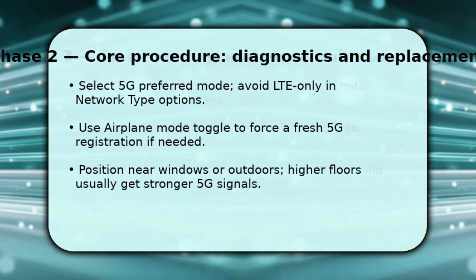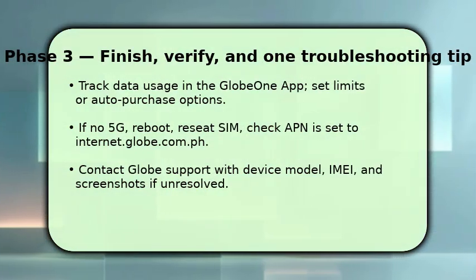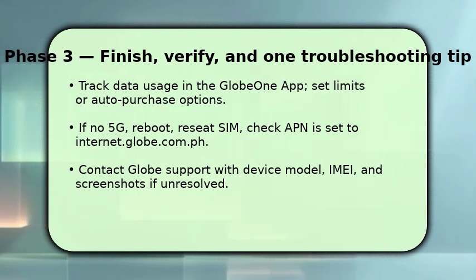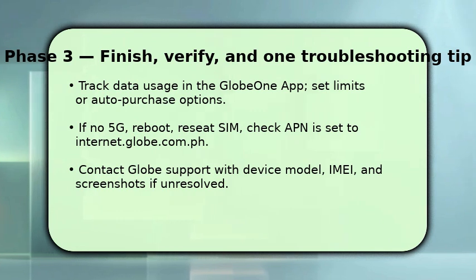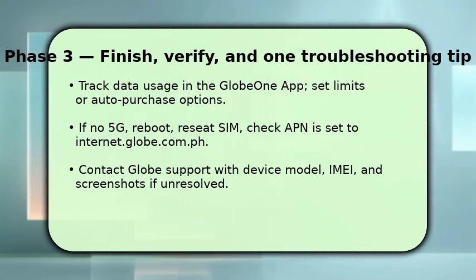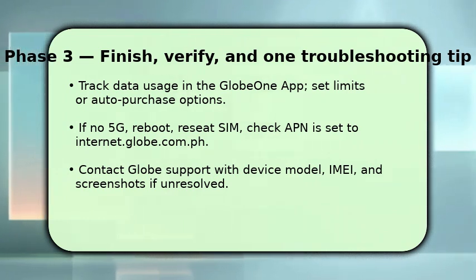To finish, manage your 5G session and know what to do when things fail. Monitor consumption in the Globe One app and enable data alerts or auto-reload to avoid service interruption. If 5G drops or won't appear, reboot the phone, reset the SIM, and confirm APN is internet.globe.com.ph. These quick steps fix most issues.